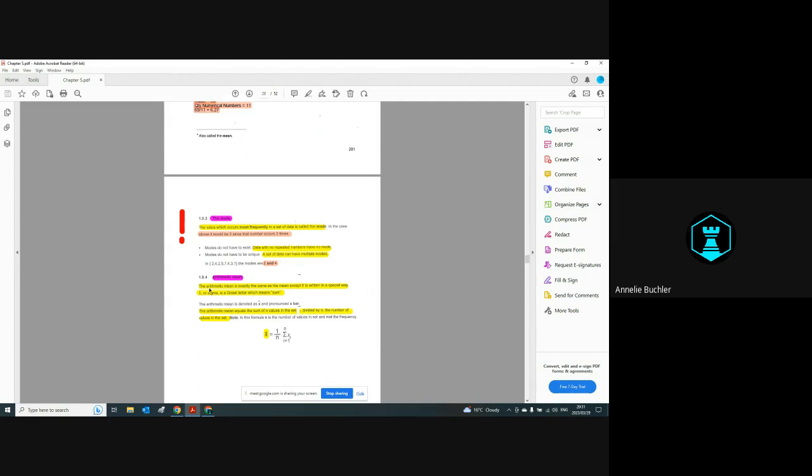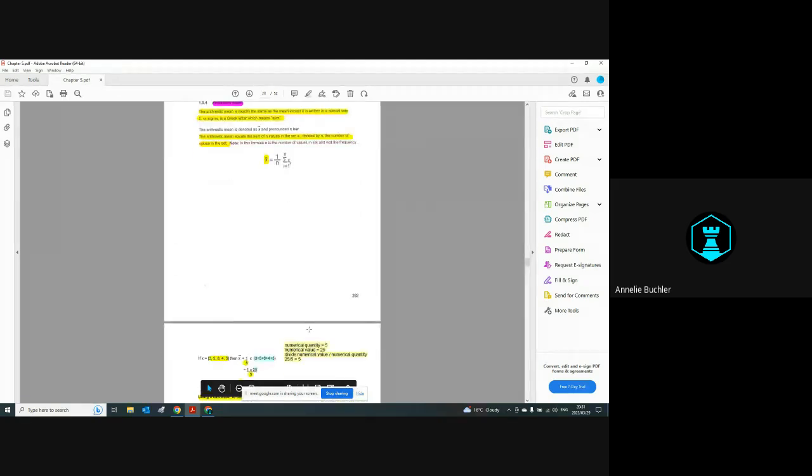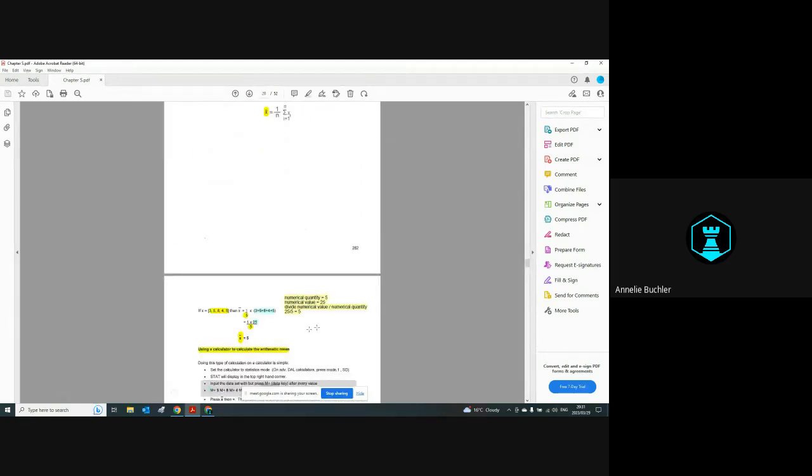Now we're going to look at the arithmetic mean. The arithmetic mean is exactly the same as the mean, except it's written in a special way. They use the sigma, a Greek letter, which means sum. I don't think you're going to get a question like this, but you need to work it out in a sum, and I basically worked it out for you.